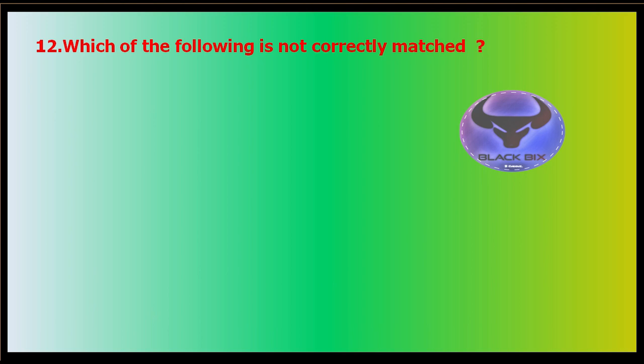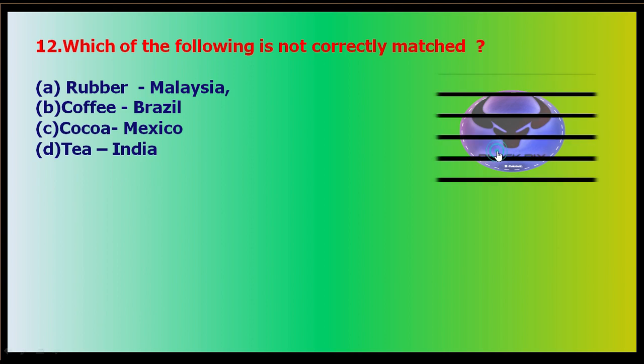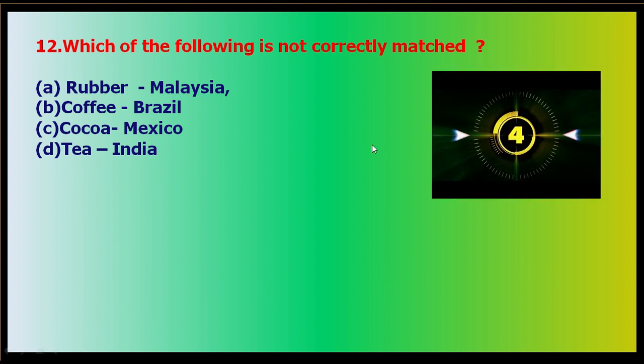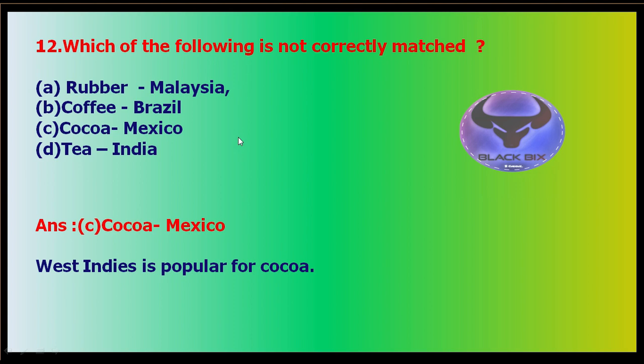Question number 12 is, which of the following is not correctly matched? Your options are rubber in Malaysia, coffee in Brazil, cocoa in Mexico, and tea in India. Your time starts now. Which plantation farm is wrongly matched? Okay, time up. Let's see what the answer is. The correct answer is cocoa in Mexico.